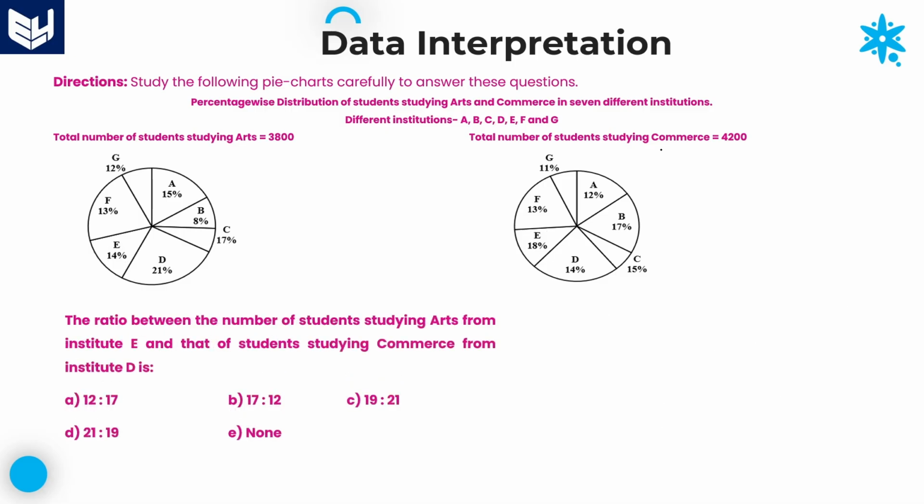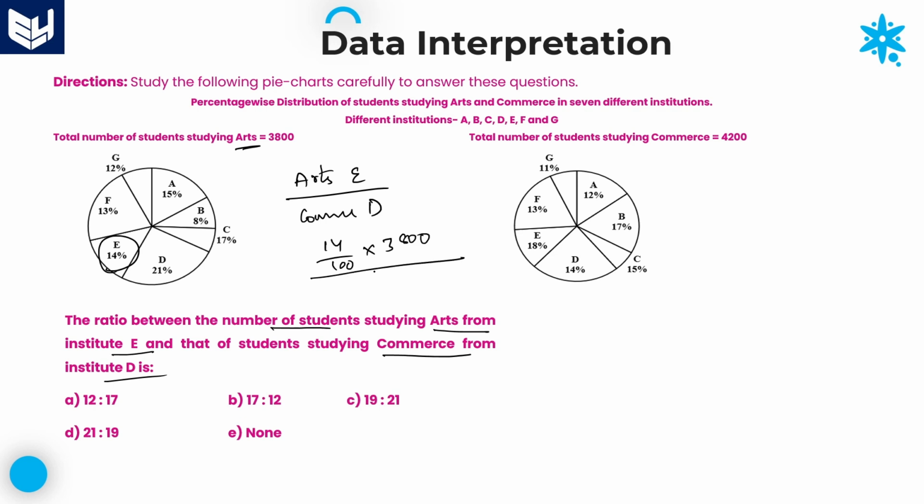Let's see the fourth question. The ratio between number of students studying arts from Institute E, divided by the number of students studying commerce from Institute D. This is the ratio we need to calculate. First, Arts Institute E, 14% of 3800. That is the numerator.